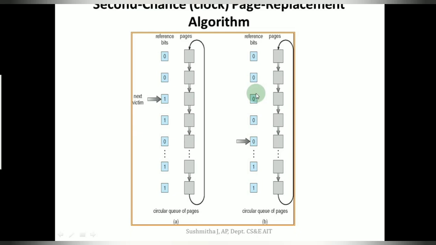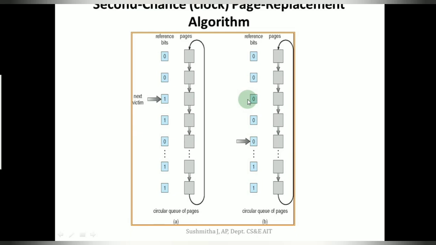Meanwhile, while it is passing over these pages and coming back, if a reference is made again, the reference bit will be set to 1, and again the operating system algorithm is going to set it to 0. This happens until the page becomes eligible to be replaced.